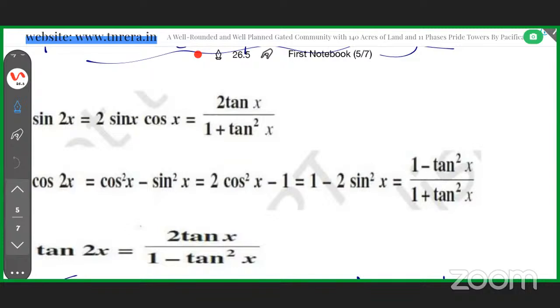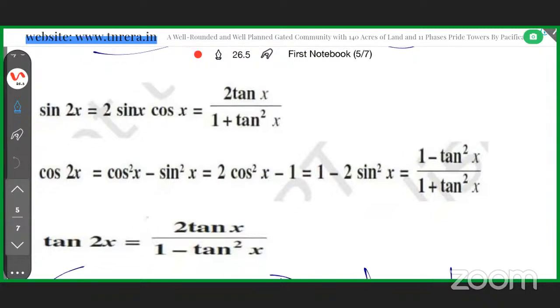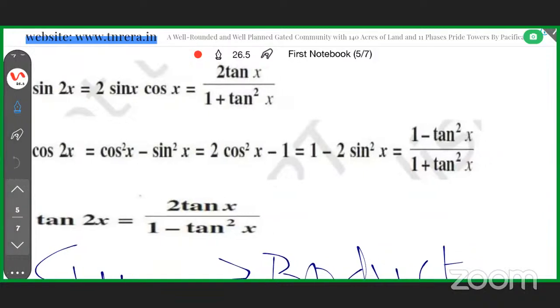There are a lot of derivations, since it is the matriculation board. In CBSE, we don't derive. That's the reason I'm not deriving the equations. So cos of 2x is equal to cos square x minus sin square x. That also is equal to, okay, just a minute.